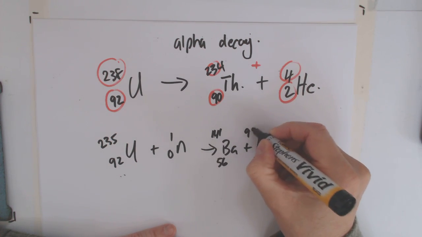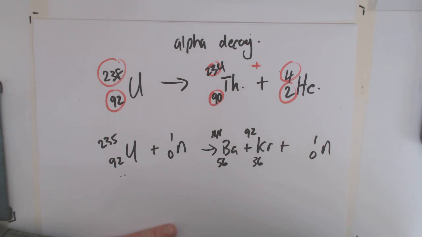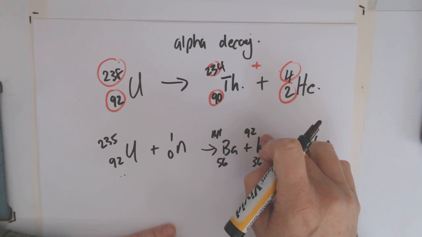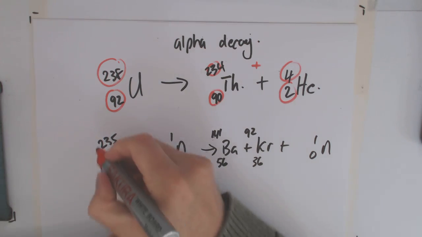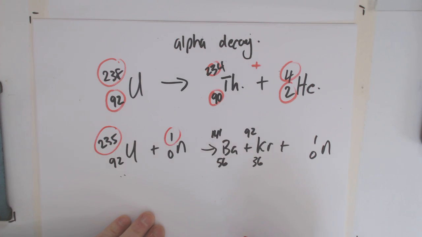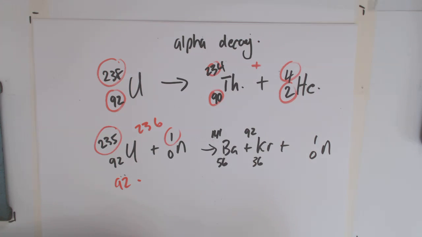and 92 as a mass number. 36, 92, 56, 141. Okay, so we could work out the neutrons here. That's not what I'm going to try to do. But if we add up these numbers, we've got 235, 236. We have to have on that side 92.